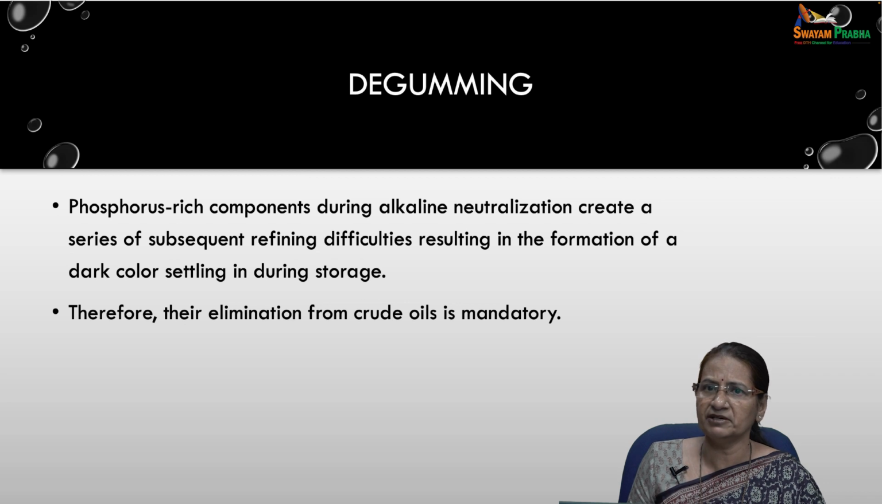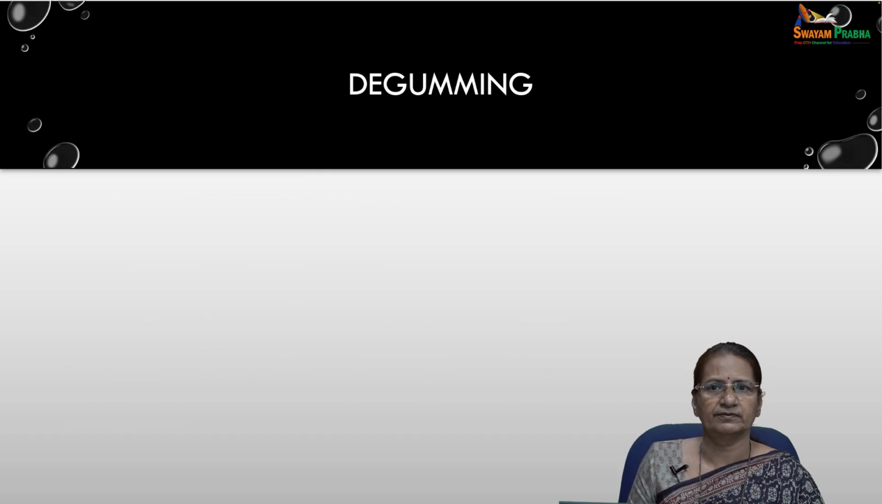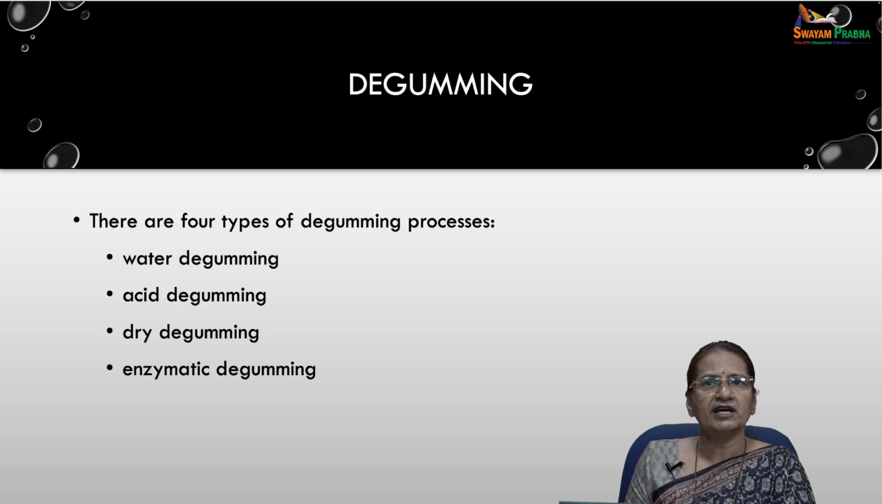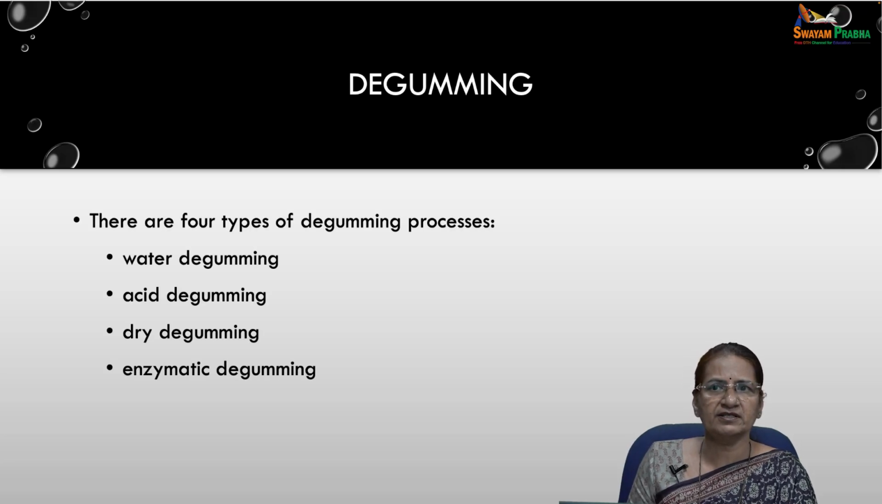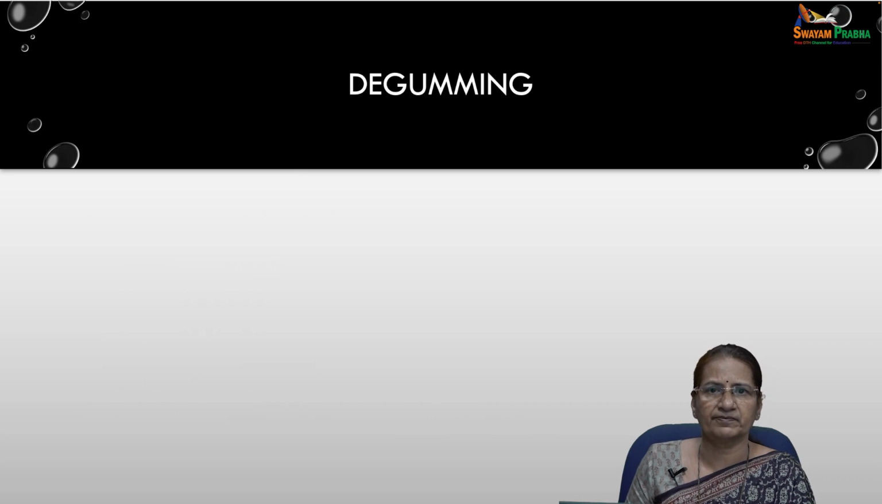Indeed, the degumming stage consists of eliminating all compounds susceptible to becoming insoluble through hydration, for example phospholipids, glycolipids, proteins, etc. There are four types of degumming processes, namely water degumming, acid degumming, dry degumming and enzymatic degumming. Chemical refining generally starts with the degumming process.